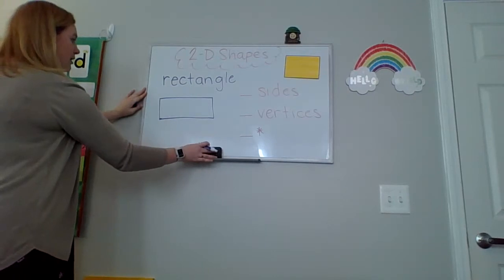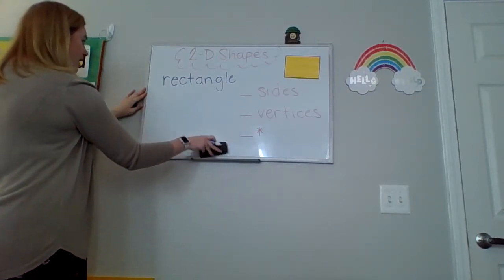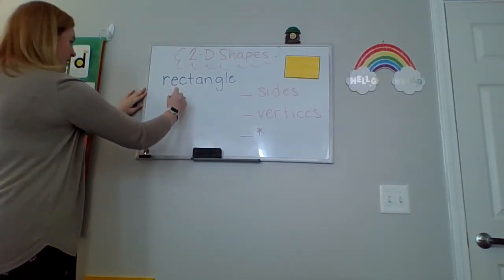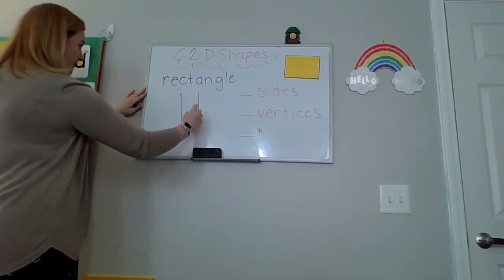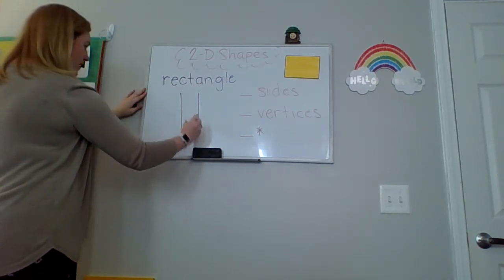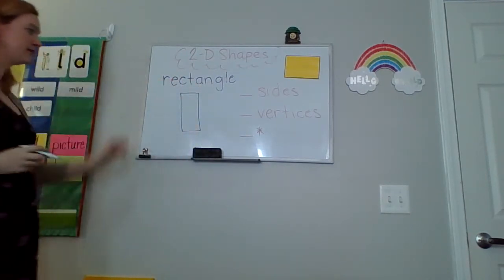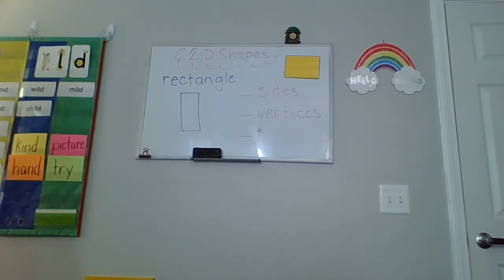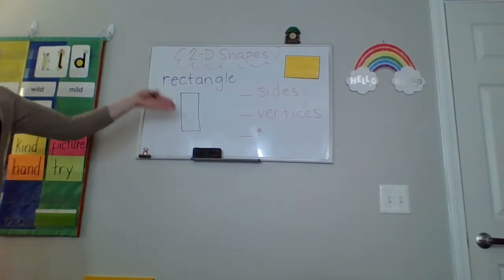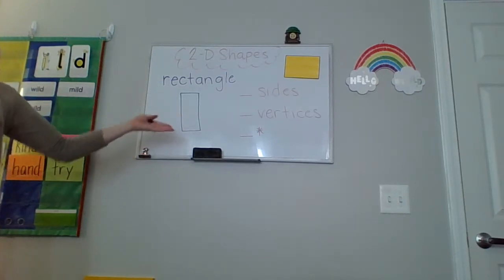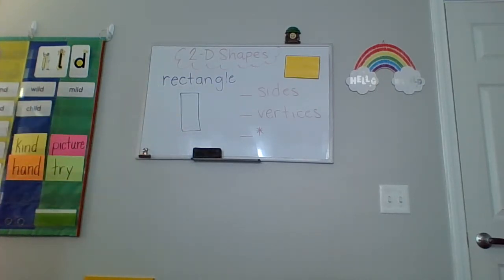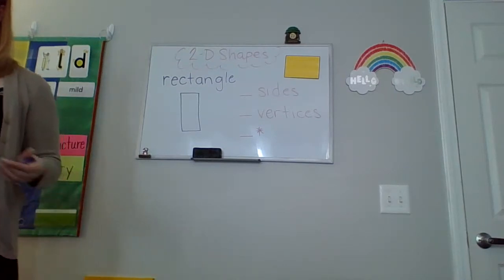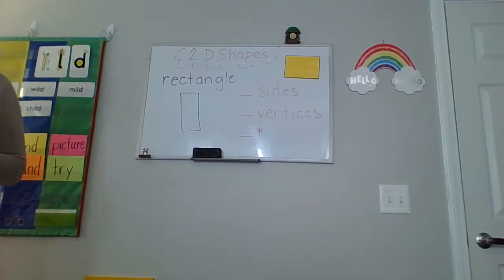If you want to make your rectangle straight up and down, I would do the same thing. Just draw your long sides first, and then connect for your short sides. Ta-da! Is mine perfect? No. But it looks like a rectangle. If you looked at this, you'd be like, yeah, Mrs. Cooper, that's a rectangle. Now, who could raise their hand and tell me how many sides a rectangle has?